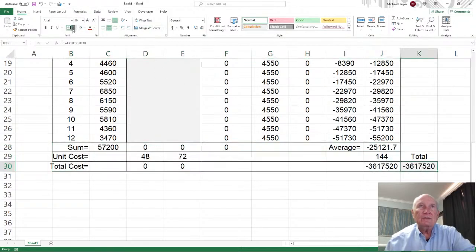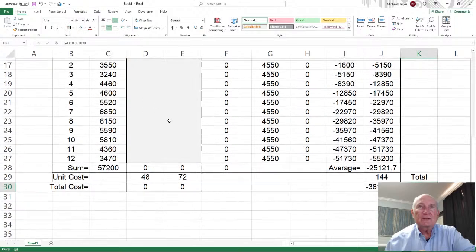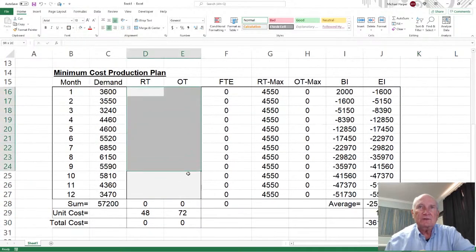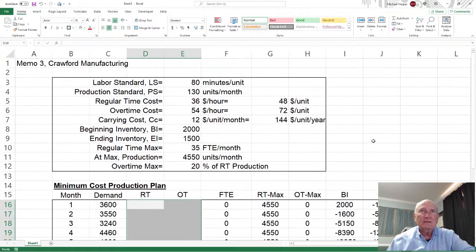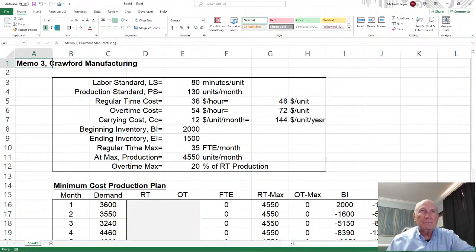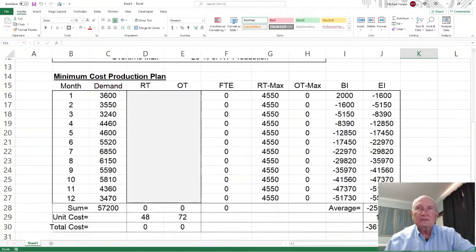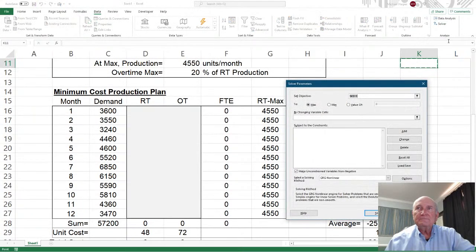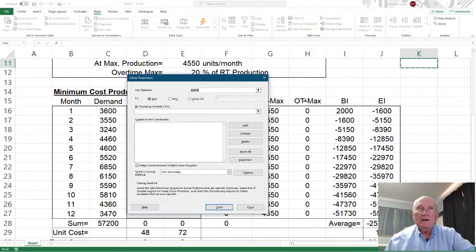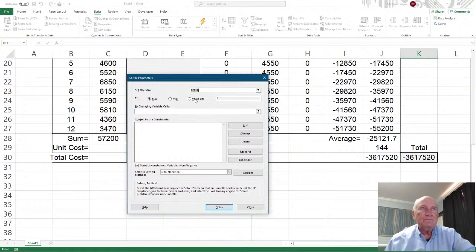Now we do want this to be thick, and we want this to be thick, because these are our decision variables right there. And there's our objective function. So I think we're ready to solve this thing. Okay, clean this up, bold, underline. Okay, so let's solve this thing. Let's go to Data and Solver. There we go. Now our objective function down here, you can see, is going to be that.